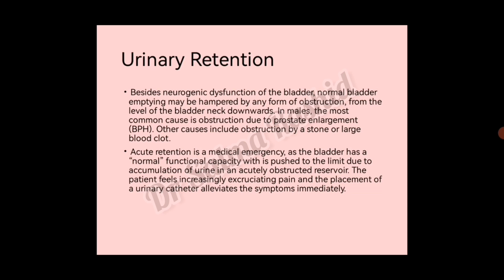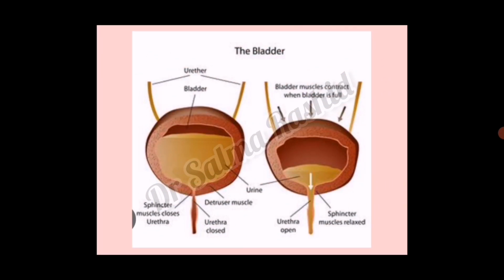Acute retention is a medical emergency as the bladder has a normal functional capacity. When it is pushed to the limit due to accumulation of urine in an acutely obstructed reservoir, the patient feels increasingly excruciating pain, and the placement of a urinary catheter alleviates the symptoms immediately. So again, in urinary retention, bladder overfilling occurs, but the cause is different from the flaccid bladder.